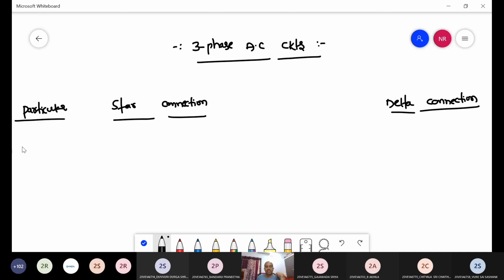So the first point is the line voltage. In star connection, just remember only one point. Please all of you listen. In star connection, the current is the same, either it is phase current or line current. The value of current is the same.